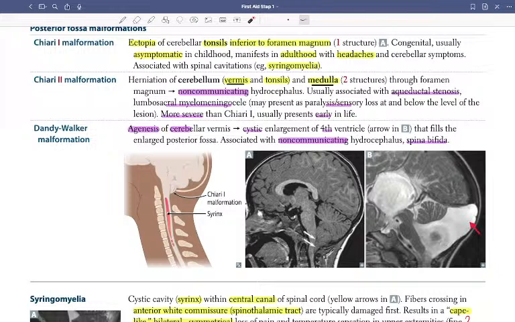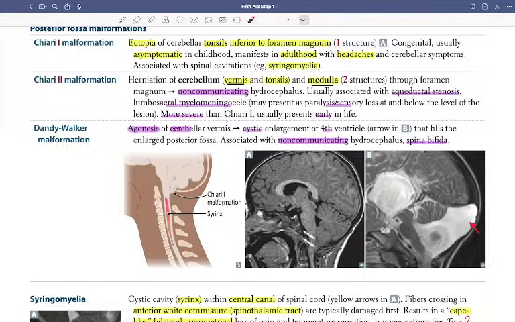Chiari 1 means only cerebellar tonsils, a single structure, going inferior to the foramen magnum. Most importantly, Chiari 1 happens in adults. It presents with headache and cerebellar symptoms, or can be asymptomatic, and it is associated with syringomyelia.